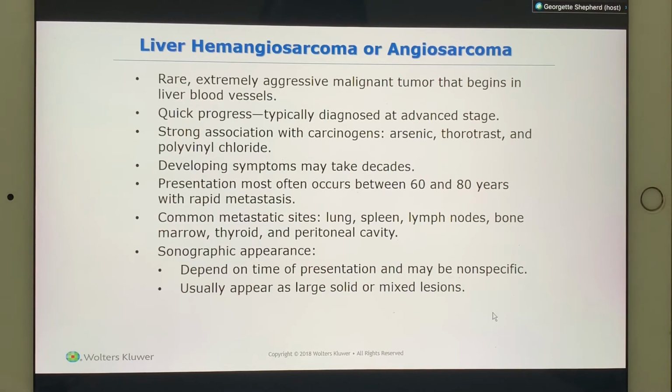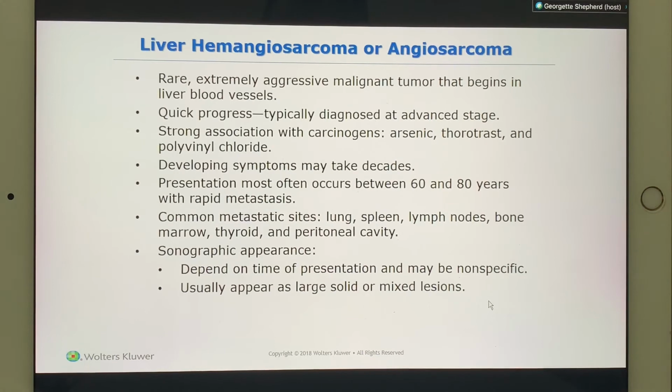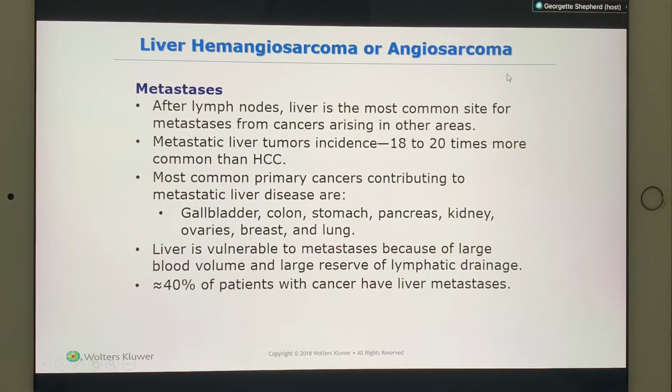And it depends on when we find it, on how it presents. After the lymph node, the liver is the most common site for metastasizing. And the most common liver malignancy is metastasis, 18 to 20 times more common than HCC. It metastasizes to the gallbladder, colon, stomach, pancreas, kidney, ovaries, breast, and lung.